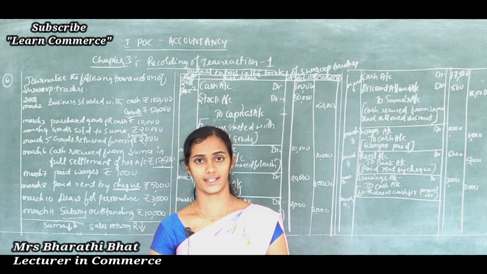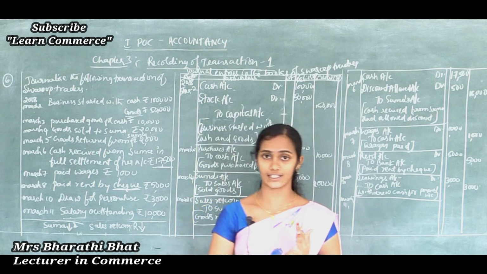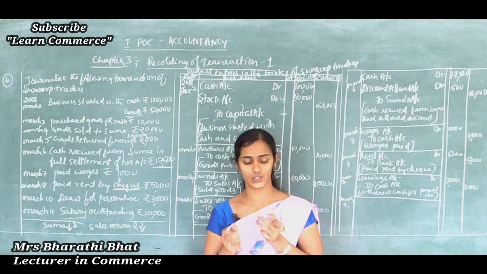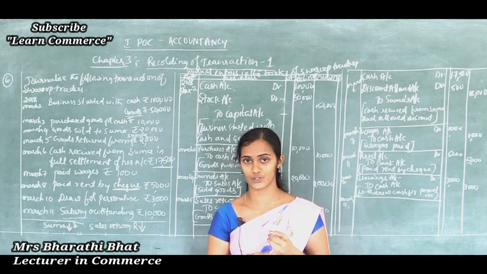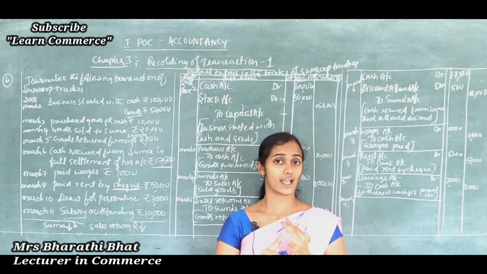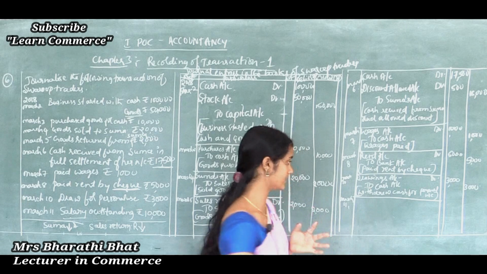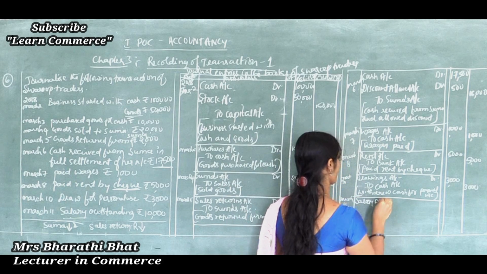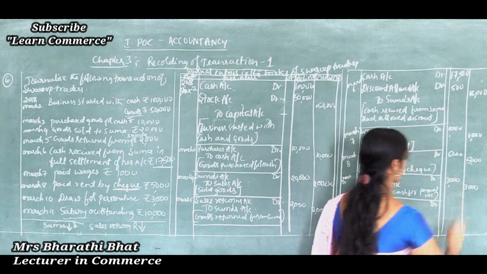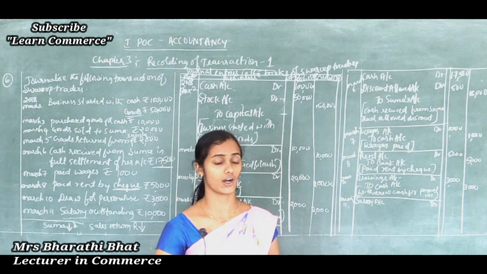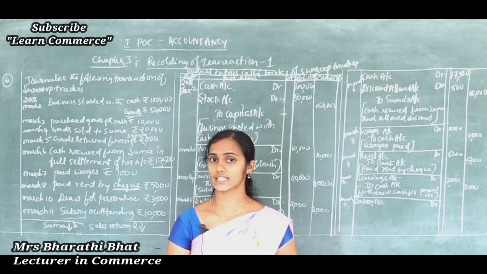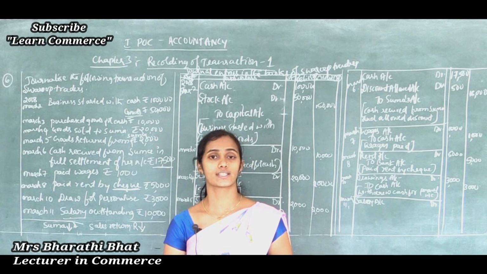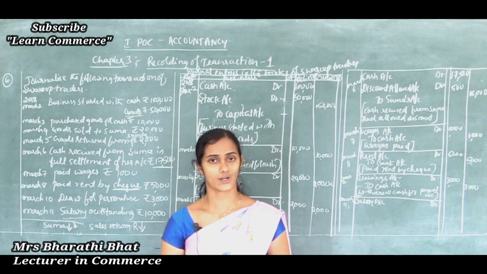Next, last one, March 11. Salary outstanding. So here two accounts: one is salary, another one is salary outstanding. Salary is an expense, and increase in expenses is to be debited, so salary account is debited. One more is the outstanding salary account, which is considered a liability, whereas increase in liability is to be credited.